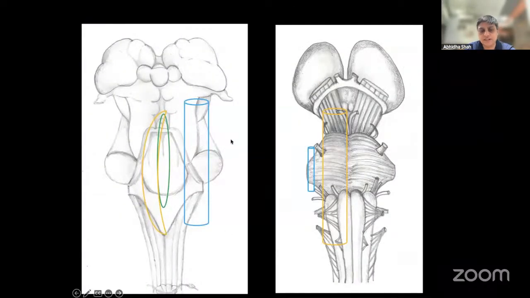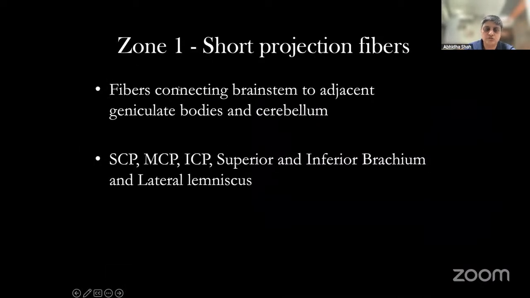If you look at the sagittal and coronal sections, this will be zone 1, this is zone 2, and this is zone 3. Similarly, in the ventral aspect. Now what are the fibers that comprise these zones? Zone 1 are short projection fibers, and these are fibers connecting the brainstem to adjacent geniculate bodies and the cerebellum. Which are these fibers? The superior, middle, and inferior cerebellar peduncles, the superior and inferior brachium, and the lateral lemniscus. I will show you all these fibers as we see the images later on, but this is just to give you an overview. Zone 1 is the outermost zone, and it is generally the safest zone to enter the brainstem.